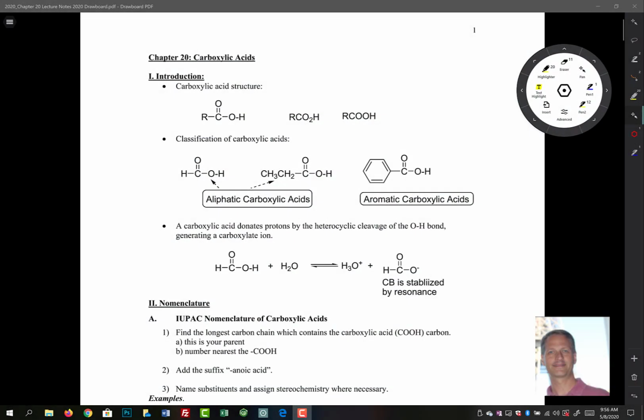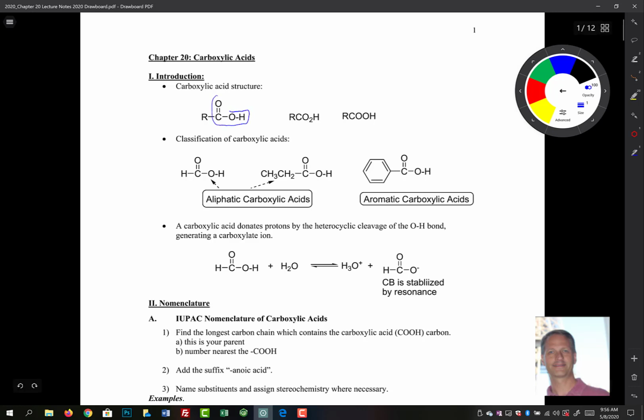Alright guys, so let's dive into chapter 20. Chapter 20 deals with carboxylic acids. And then we'll continue that theme into chapter 21, which is carboxylic acid derivatives. So we've seen carboxylic acid structure before. We know what they look like. We have this functional group here acting as our carboxylic acid. We often write it out like this. The other abbreviations that we see as we write it out are RCO2H or simply RCOOH.